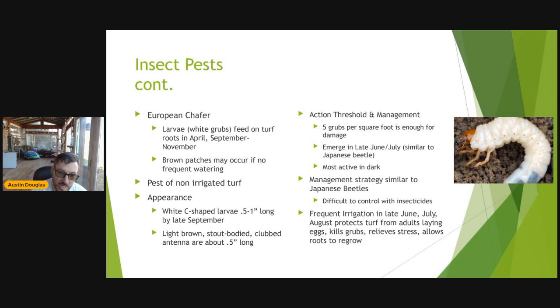Brown patches may occur if you do not water frequently. So on unirrigated turf, these things are going to show significant damage. And it is a pest of non-irrigated turf. If you have irrigated turf, you're going to be relatively okay.